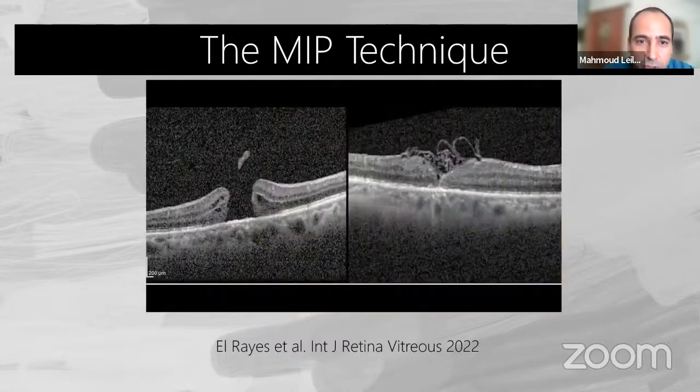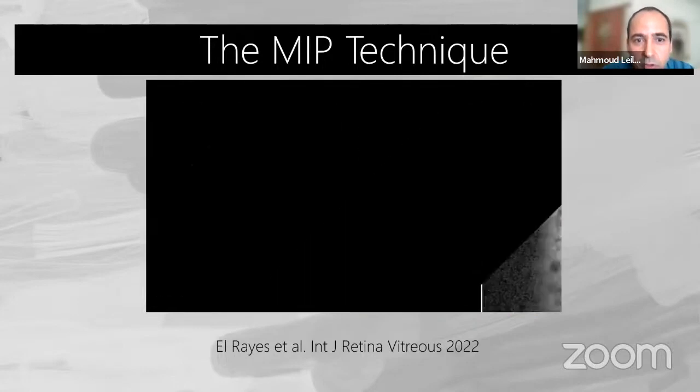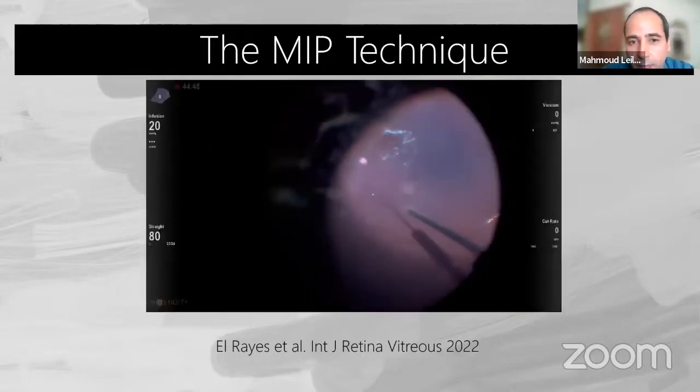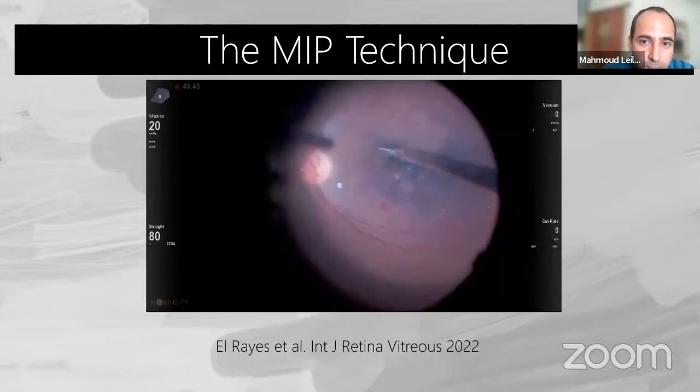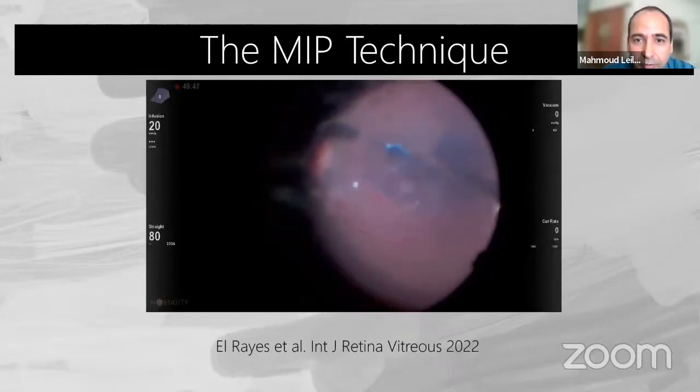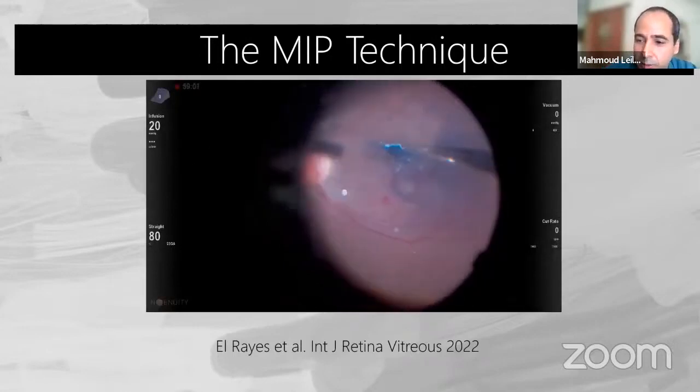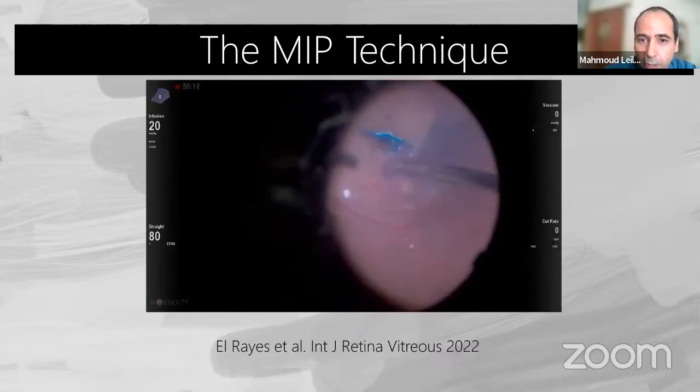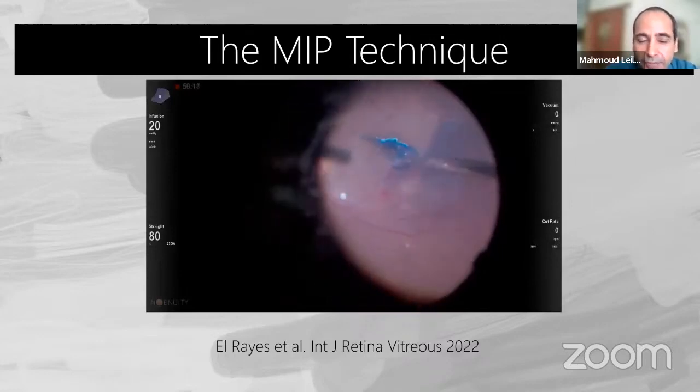This technique is versatile and could be performed by a number of instruments. The breaks could be created using the Thanos scraper or using the Finesse loop, and the centripetal dragging of the ILM could be done using the Thanos scraper by the end gripping or the ILM peeling forceps.